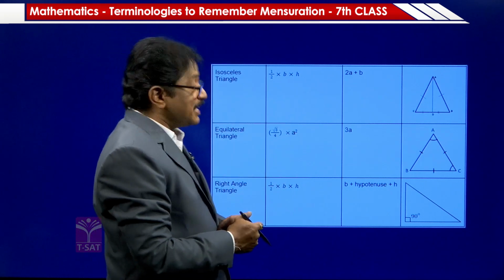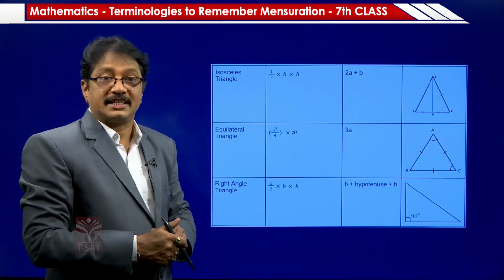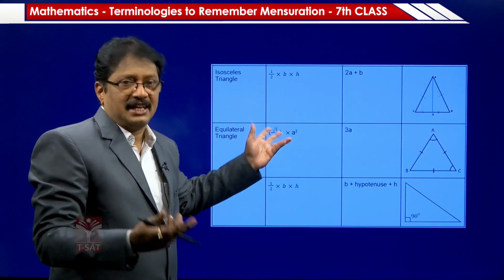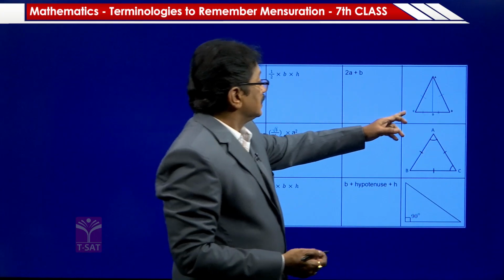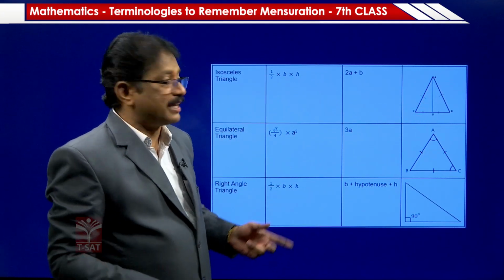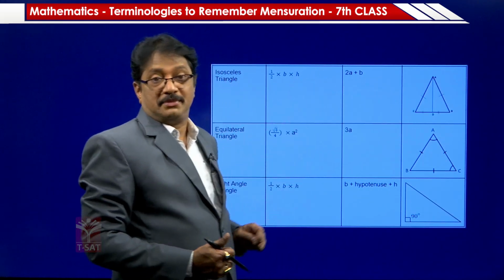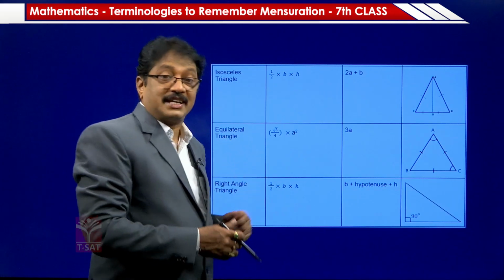Isosceles triangle. When you come to the isosceles triangle, the area is half base into height, as the usual formula, but two sides are equal. Isosceles means two sides are equal, a plus a, and the base is b. So 2a plus b is the perimeter. Now coming to the equilateral triangle.